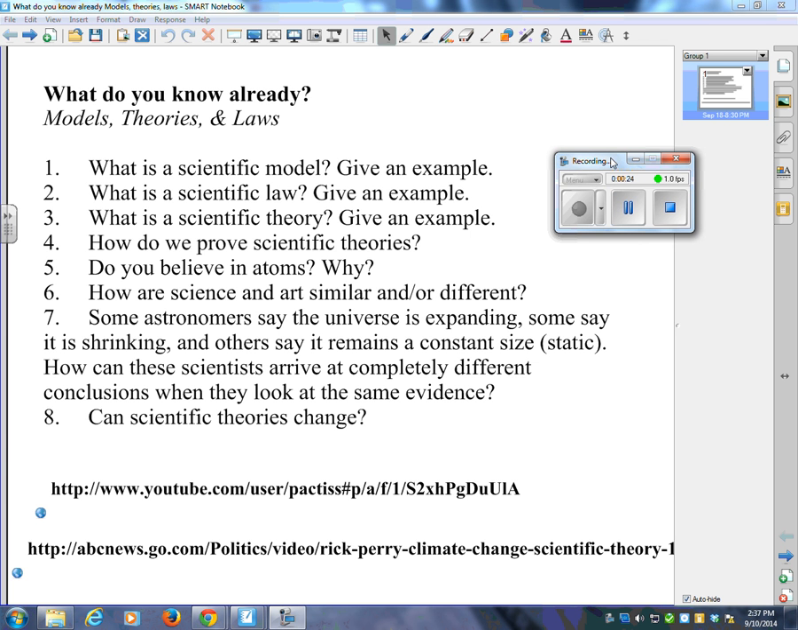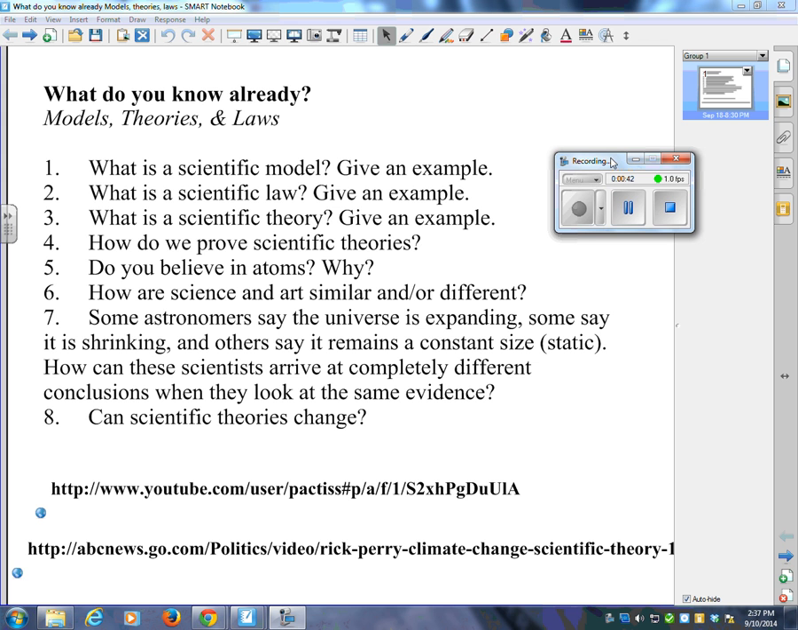I'm going to ask you to highlight a few things, and at the end I'm going to try to get an understanding of, do you know the difference between a model, law, and theory? Can you understand what theory means? And you should also know that scientific models change, which you probably already know.